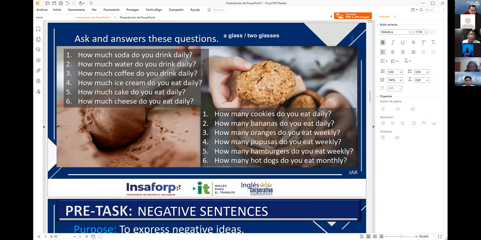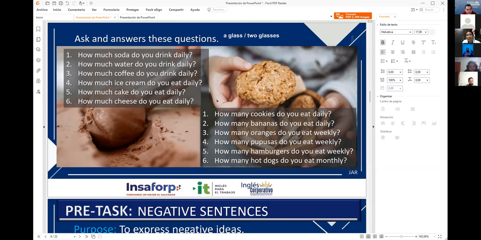Okay, and how much water do you drink daily? You can tell the truth and say, well, I drink 4 glasses of water a day, or you can say what the doctor recommended, right? I drink 8 glasses of water a day. Some people drink more, 2 liters. 2 liters of water, that would be like 6 glasses of water. Each liter has about 3 or 4 glasses, depending on the size of the glass.